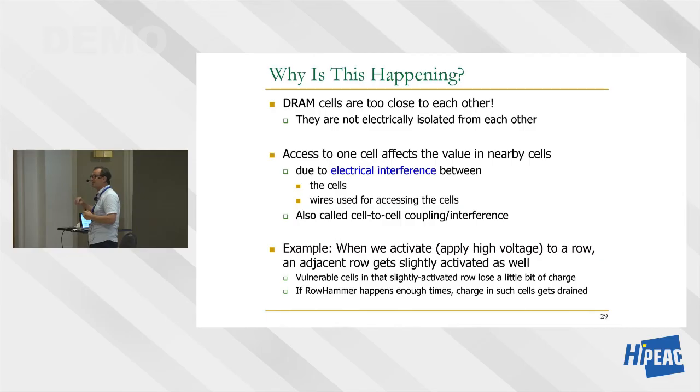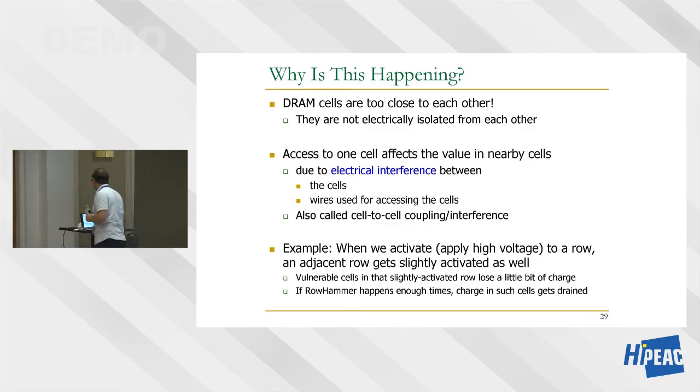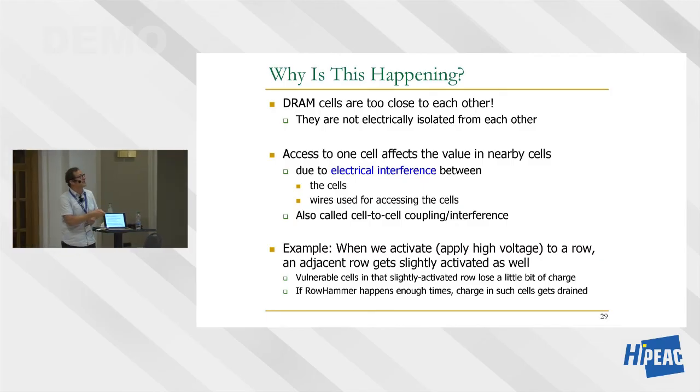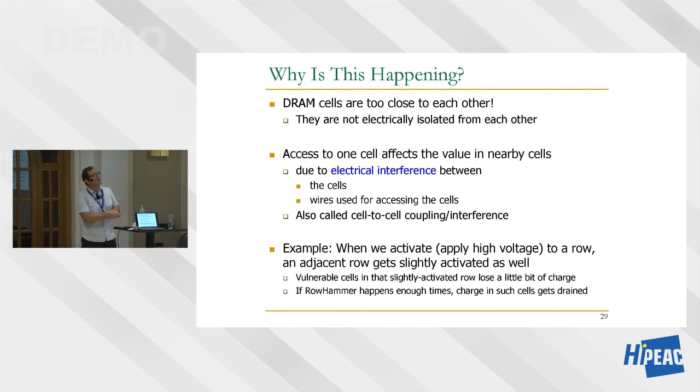I'm not going to go into the device level a lot, but there are a lot of interesting device level things. I'm going to draw an abstraction level. Essentially, DRAM cells are too close to each other. They're not electrically isolated from each other. Access to one cell affects the value in nearby cells due to electrical interference between the cells and between the wires used for accessing cells. It's also called cell-to-cell coupling or cell-to-cell interference.